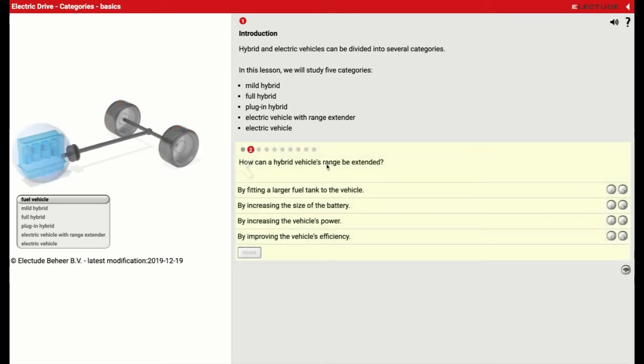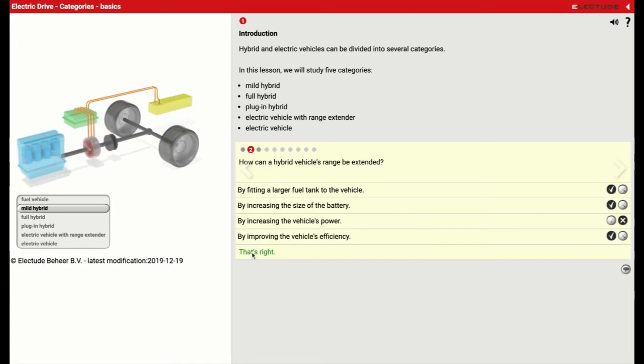We'll go to bullet point two. How can a hybrid vehicle's range be extended? So now if we're talking about hybrid, we've got a few more options. We could put a larger gas tank on it. In the case of a hybrid, we could put a bigger battery pack on there. Increasing the vehicle power is not going to help us, but we can also improve the vehicle's efficiency. The problem with increasing the vehicle power is that it's actually going to decrease our range because you're using more power, you know, to accelerate faster or something like that.